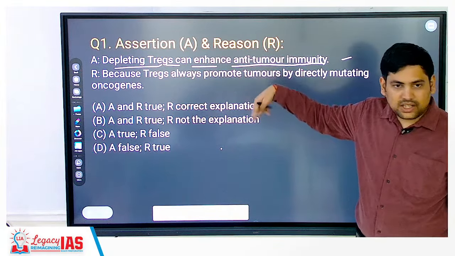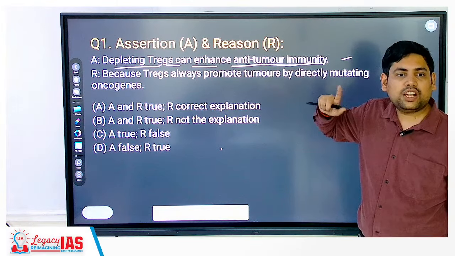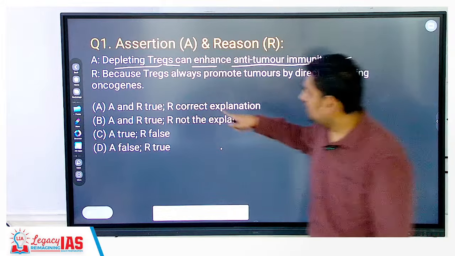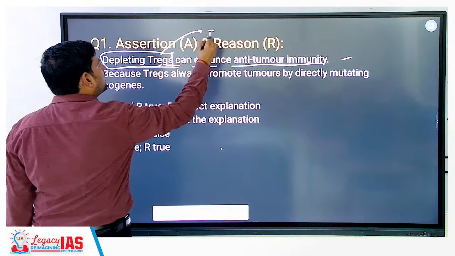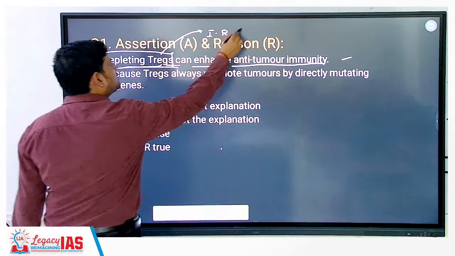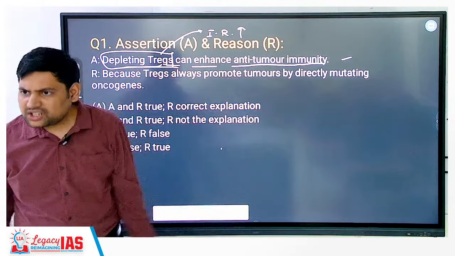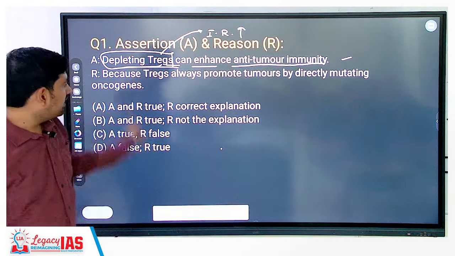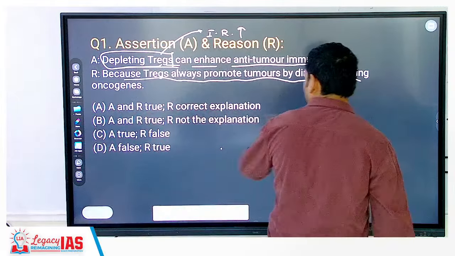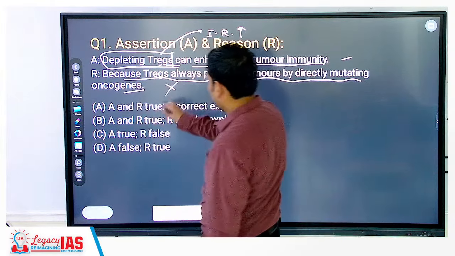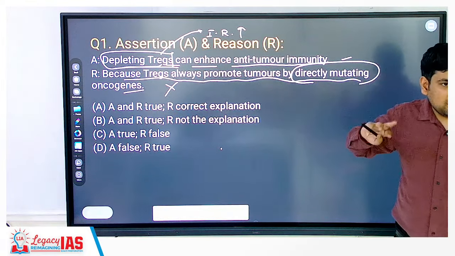If you are depleting Tregs, then anti-tumor immunity, or immunity against the tumor, will do what? Now, this you are decreasing. So what will happen? Your immune response will increase. So it will enhance anti-tumor immunity. Yes, correct. Then next is because Tregs always promote tumors by directly mutating oncogenes. No, it does not do any direct promotion or directly mutating.